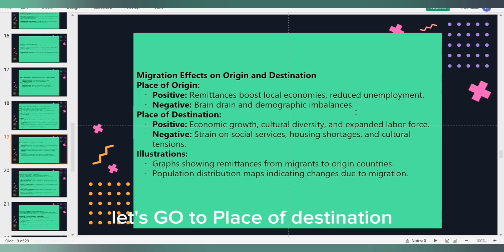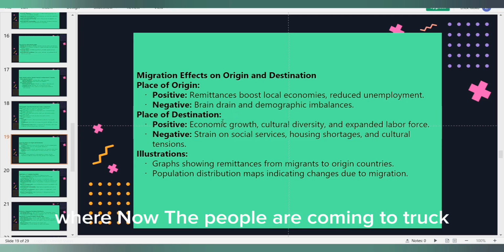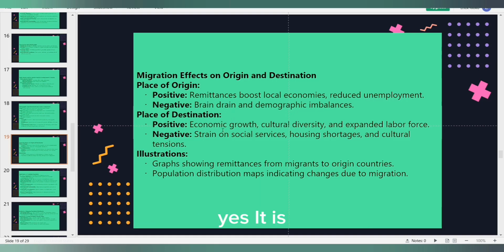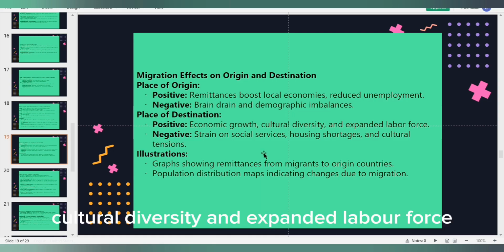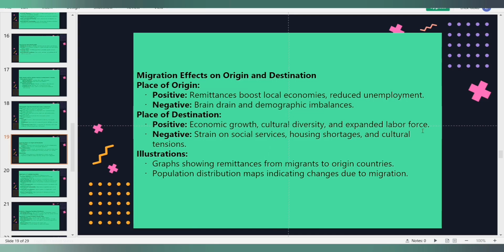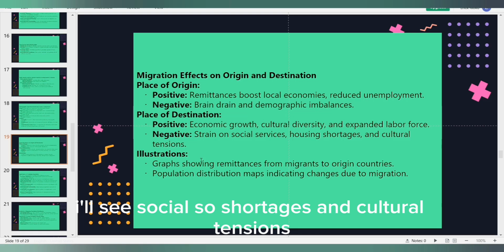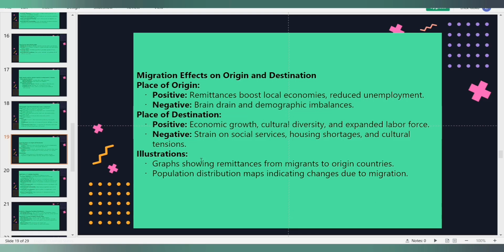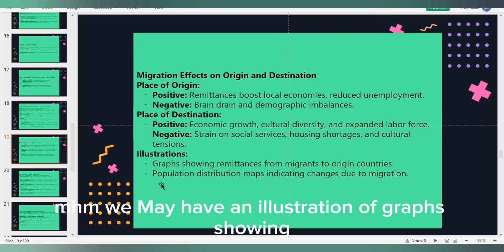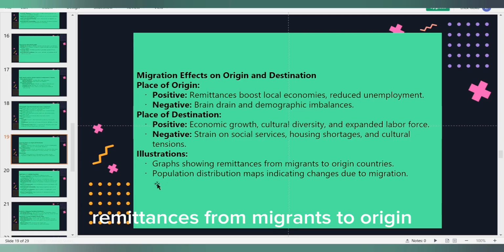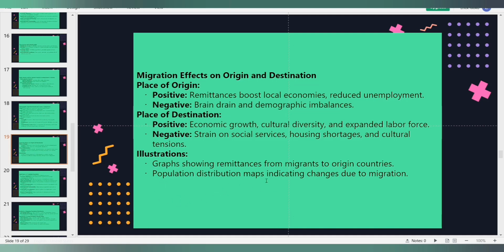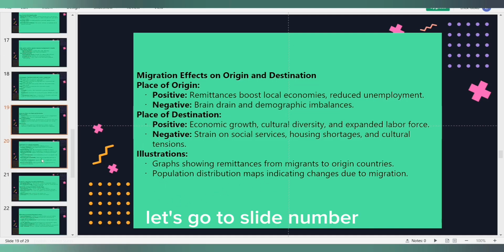Let's go to the place of destination, where now the people are coming to work. Positive effect: economic growth, because of high labor force, cultural diversity, and expanded labor force. Negative effect: we have strain on social services, housing shortages, and cultural tensions. We have an illustration of a graph showing remittances from migrants to origin, and population distribution maps. Let's go to slide number 20.